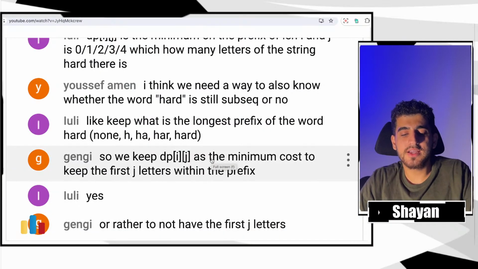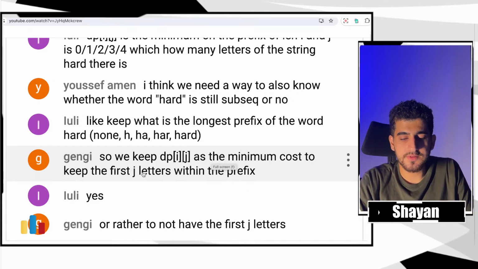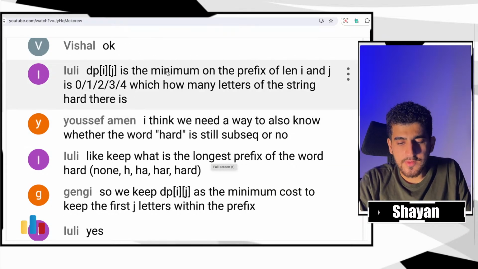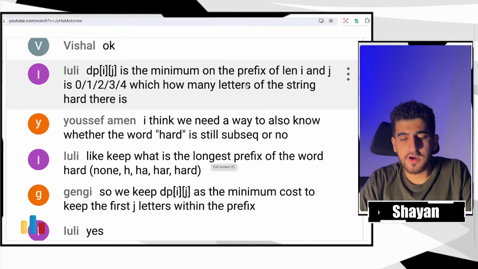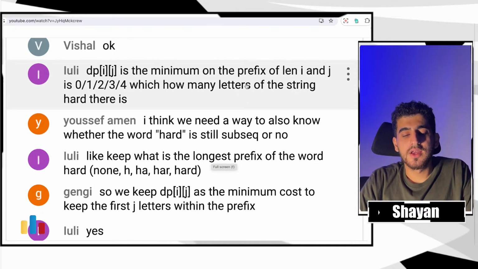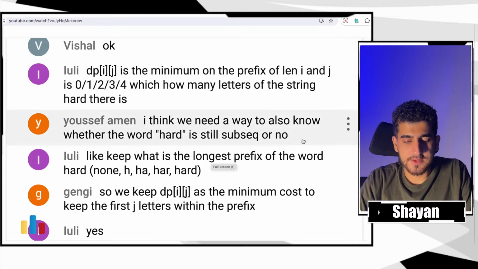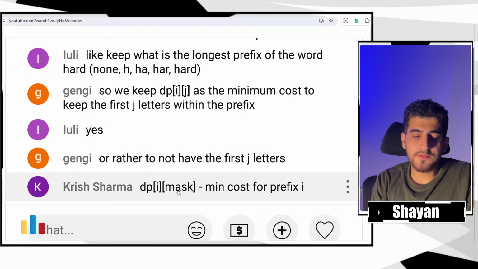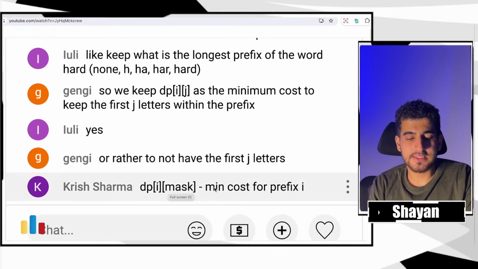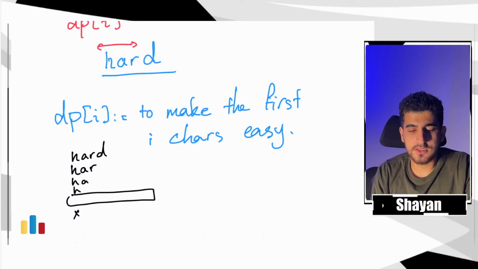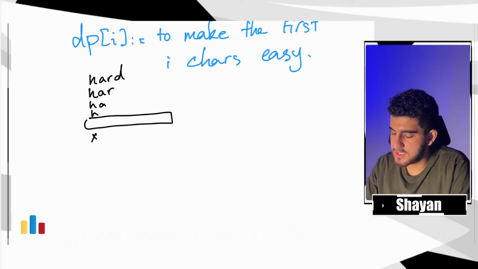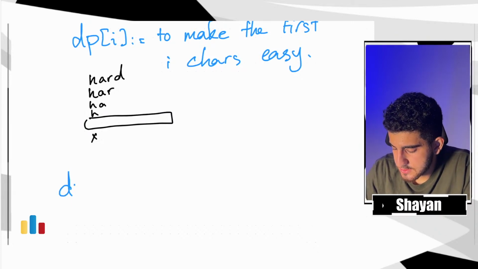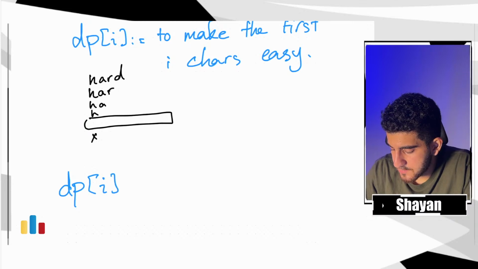We can have DP of i and j as the minimum cost to keep the first j letters within the prefix. Or let me see, DP of i and j is the minimum cost on the prefix of length i. So we don't exactly need a mask, but instead, as you said, we can have 4 states, DP of i and 4.